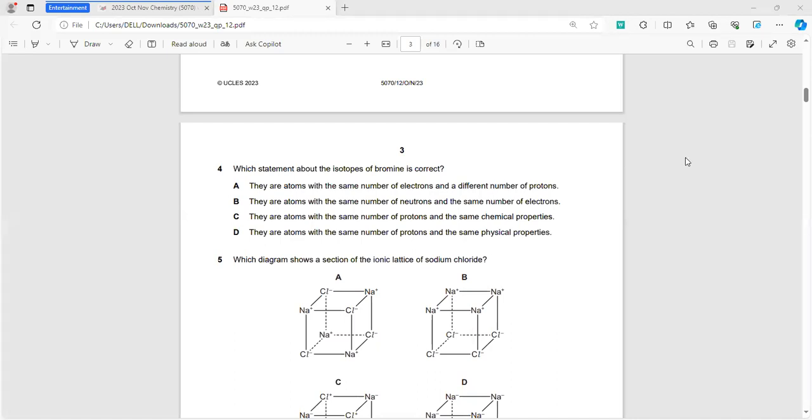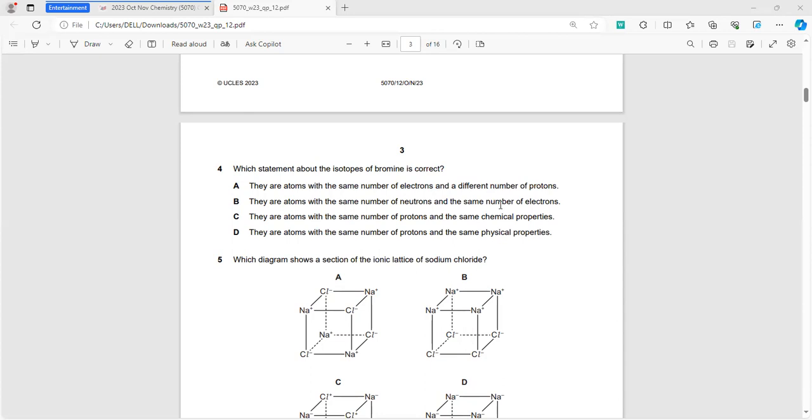Now, in question number 4, bromine atoms have the same number of protons but different numbers of neutrons, and the chemical properties are similar in elements which have the same number of protons. However, the number of electrons can differ.